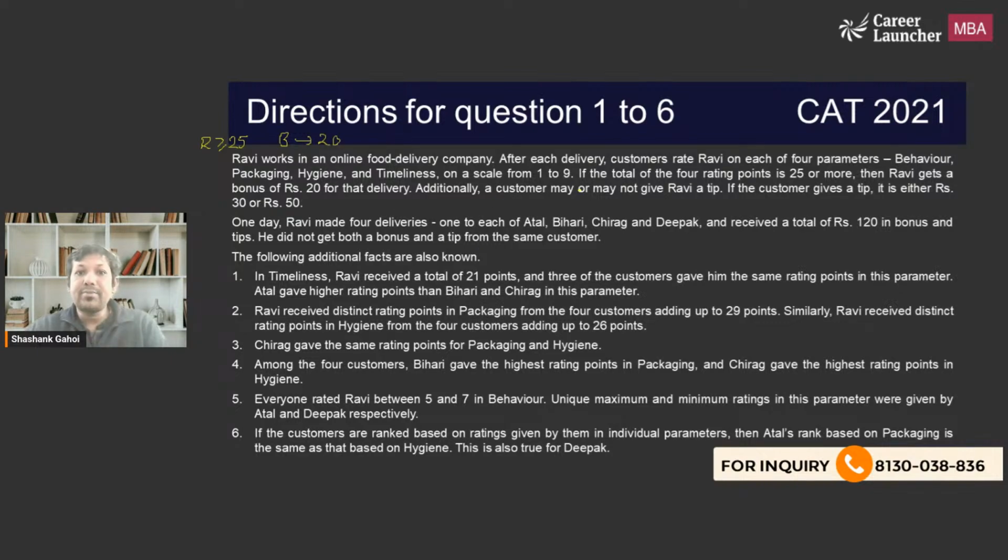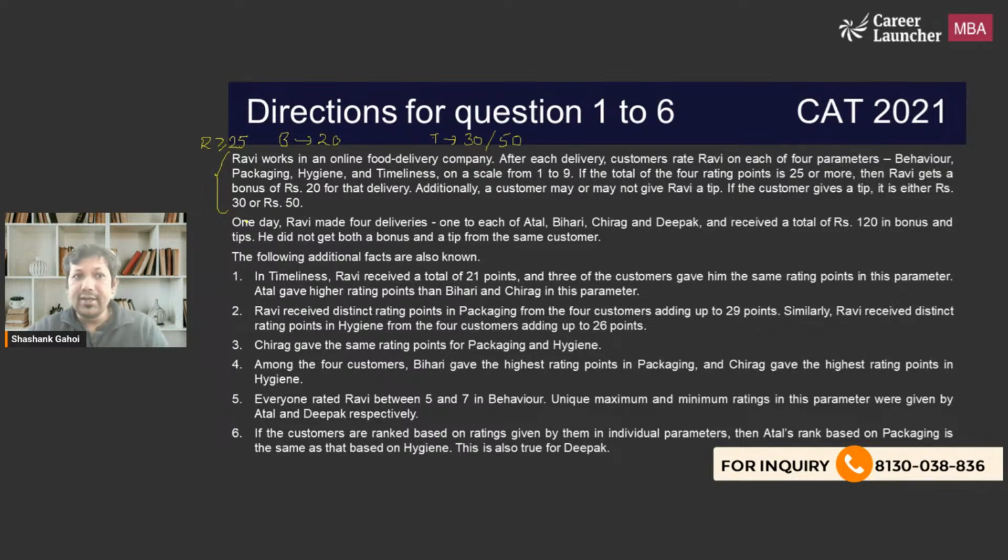Now, additionally, a customer may or may not give Ravi a tip. If a customer gives a tip, it is either 30 or 50 rupees, so there are two types of tips. That is what the first paragraph says. If the rating is greater than or equal to 25, he gets 20 rupees. That's for sure. If a customer tips Ravi, he gets either 30 or 50 rupees, one of the two scenarios.